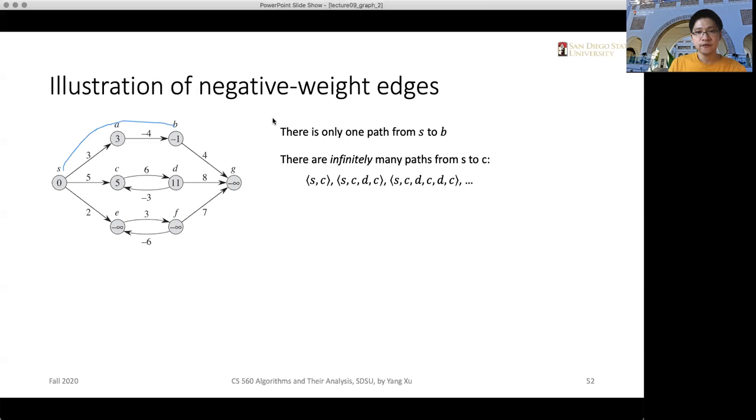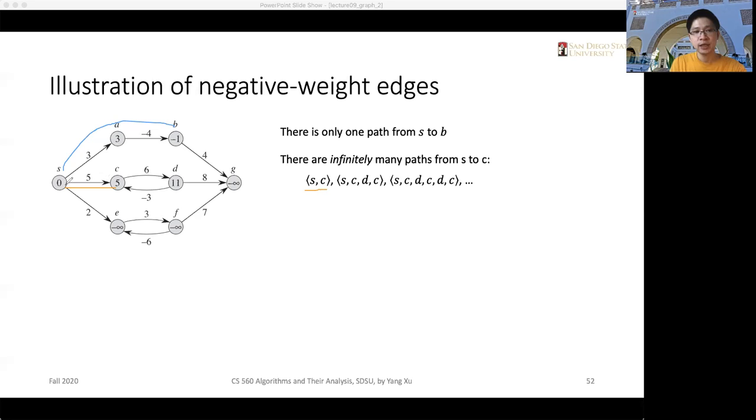But if you think of the path from S to C, you can see that there is a direct connection from S to C. So that is one path, right? The edge itself is a path from S to C, okay? But we're not done yet because there's a cycle after C.